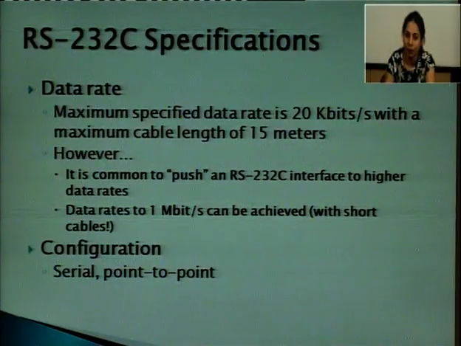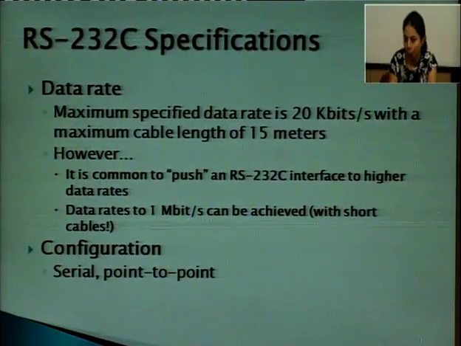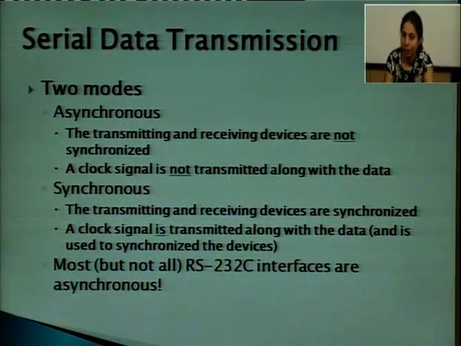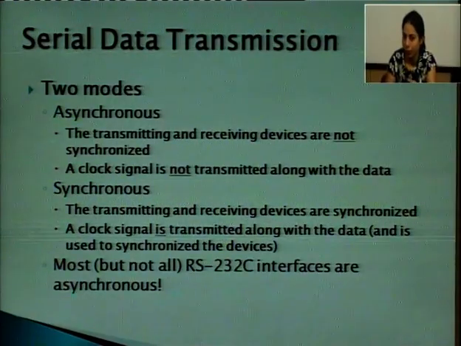Again, the various configurations which are available, that is for the serial and for the point to point. Basically, the RS-232C standards are mainly for serial communication. They are made for serial communication, and for serial communication we can have point to point communication also. Then in serial data transmission, we can have two modes of data transmission. First is asynchronous, second is synchronous.